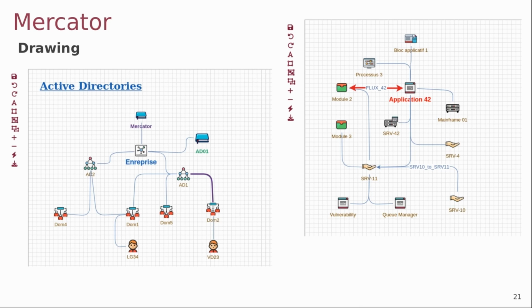And when you save this schema, if you open it 6 months later after having made changes in your cartography, then you can update it automatically. The objects that have disappeared are removed from the schema. For objects that have changed, the name change, the icon change, everything is automatically up to date.